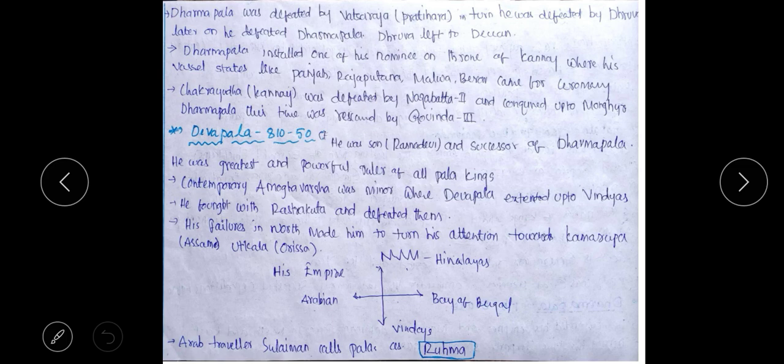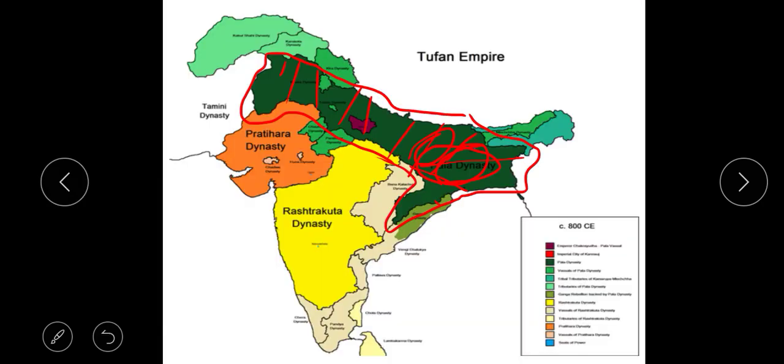So why these three empires used to fight is an important thing. So we see here the three powers coming together. Here is a small territory or kingdom, a place known as Kannauj. Kannauj is a very important place. Why is it important? Because it was the capital of Harshavardhana, and it is known for many resources.